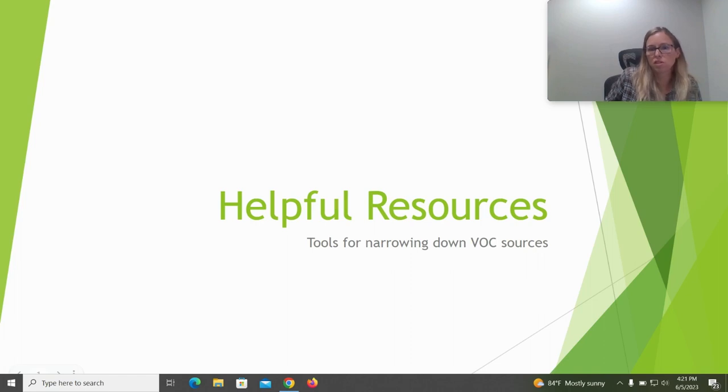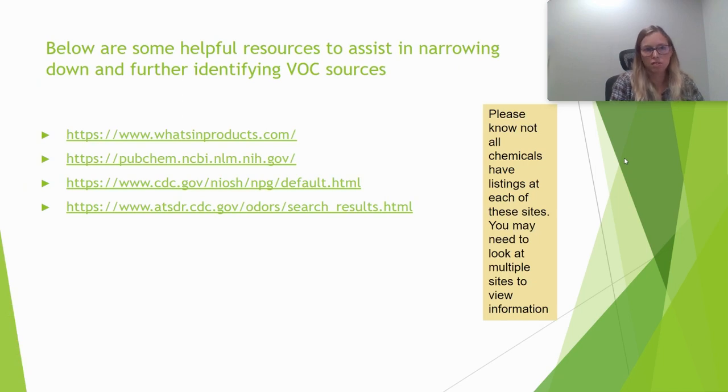So some different tools that'll help narrow down VOC sources. So here we have the websites that we use on a regular basis: What's in Products.com, PubChem, the NIOSH Pocket Guide, and the ATSDR. But please know that not all chemicals have listings in each of these sites. So you may need to look at multiple sites to view information on each chemical that you're trying to look up.